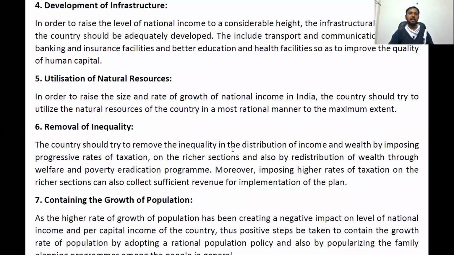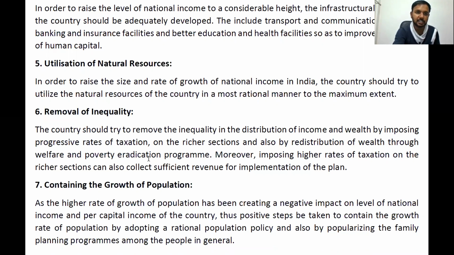And the next point we have on the screen is utilization of natural resources. Whatever natural resources we are having, whether it is land, water, or sunlight, we need to utilize them properly, so that by using those resources we can increase our production, and we can raise the growth rate of national income in our country.